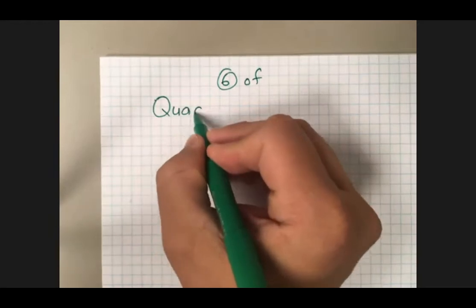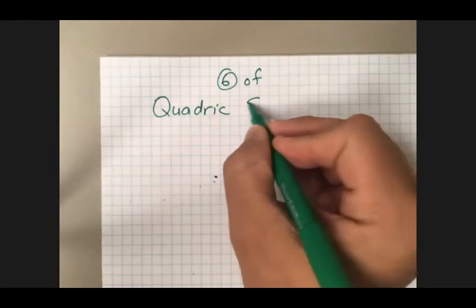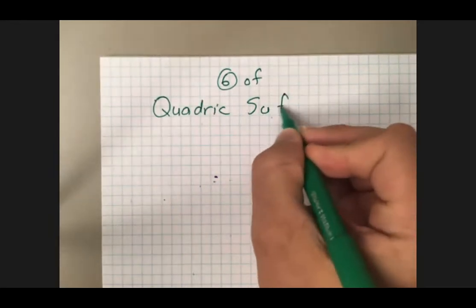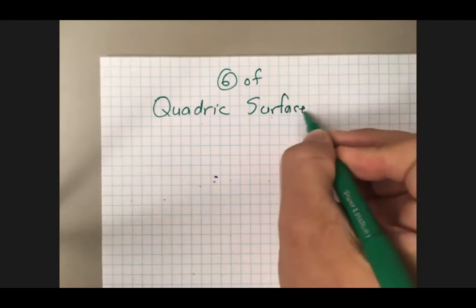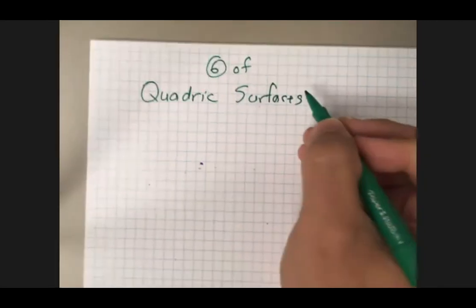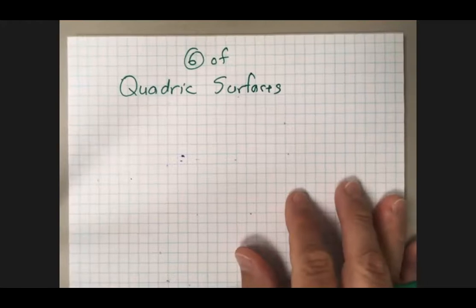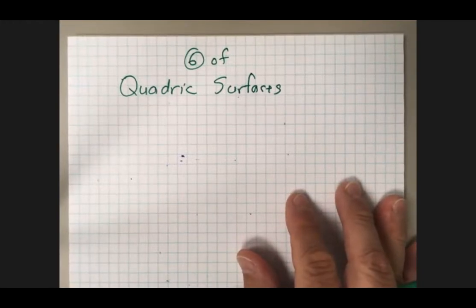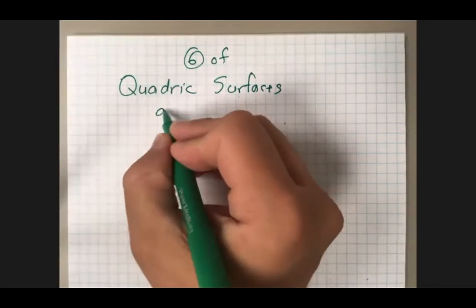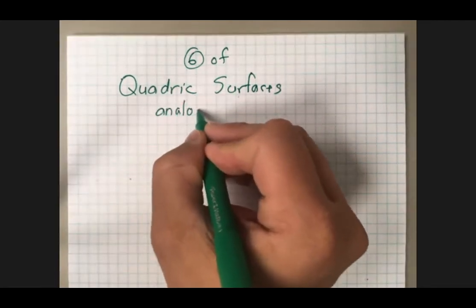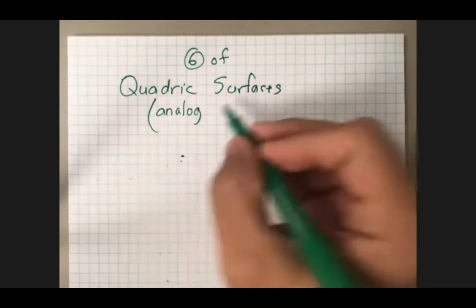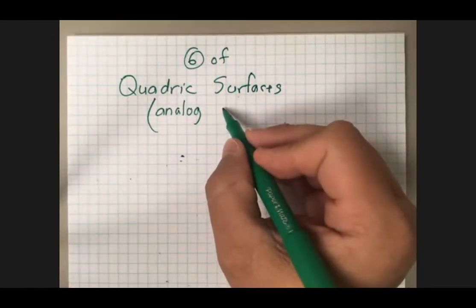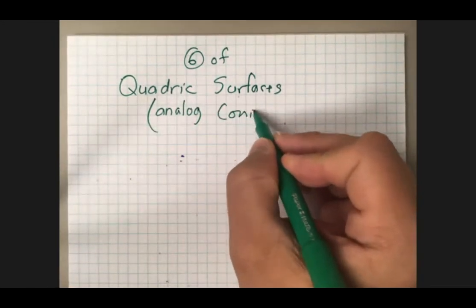Let's finish up our discussion today with an introduction to the quadric surfaces. And I also like to draw some of these in Mathematica for you, and I'll do that presently. But first, let me describe the quadric surfaces. These are the analog of the conic sections.